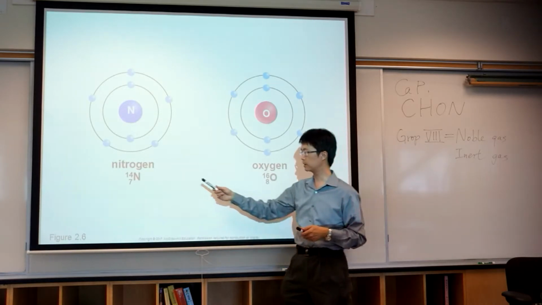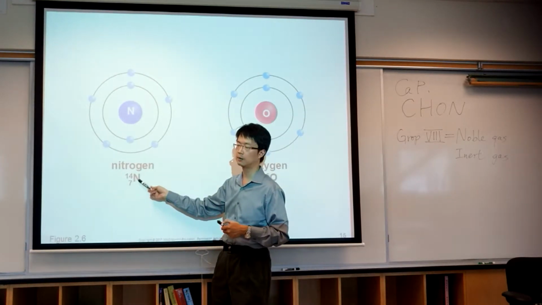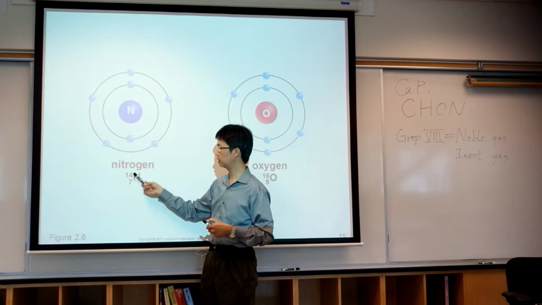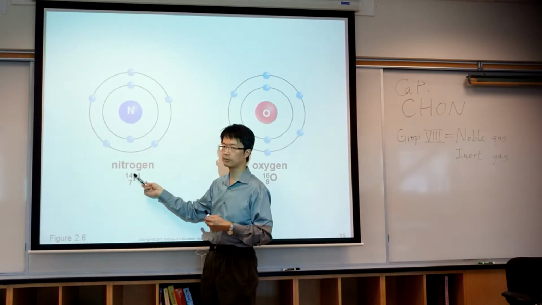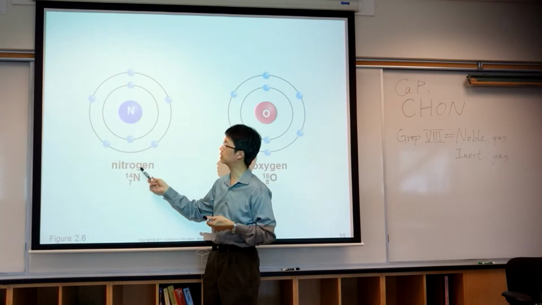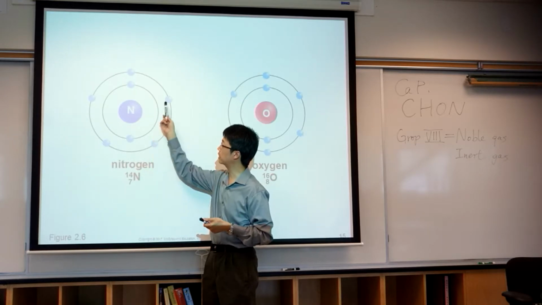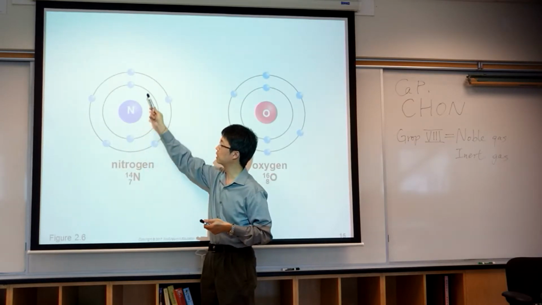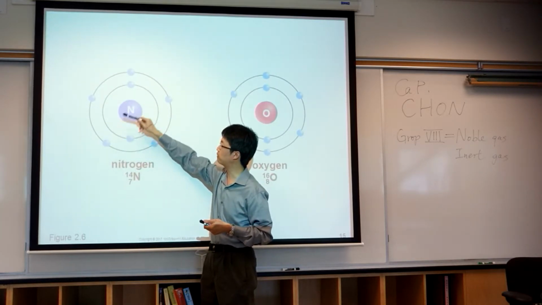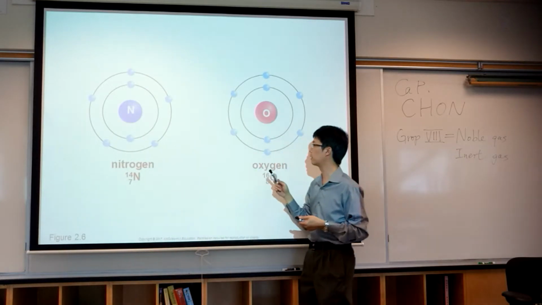Nitrogen's atomic number is 7. That means it has 7 protons. The mass number is 14. That means it has 7 neutrons. Because of that, you need to have 7 electrons here: 2 in the first electron shell, and then 5 in the second electron shell.